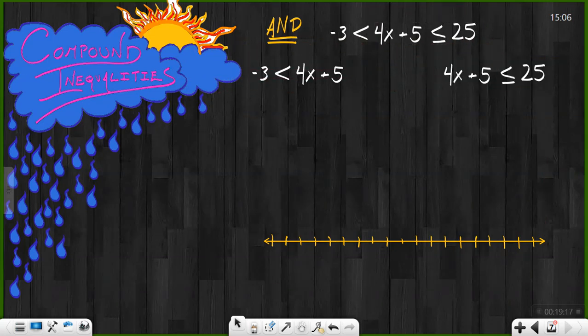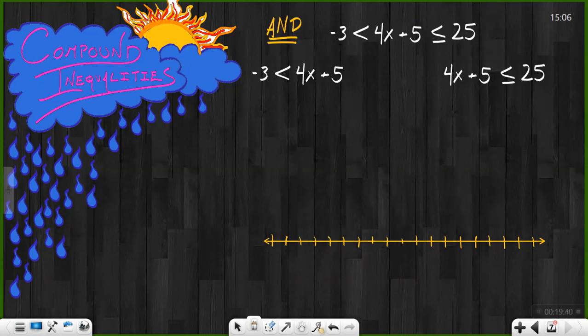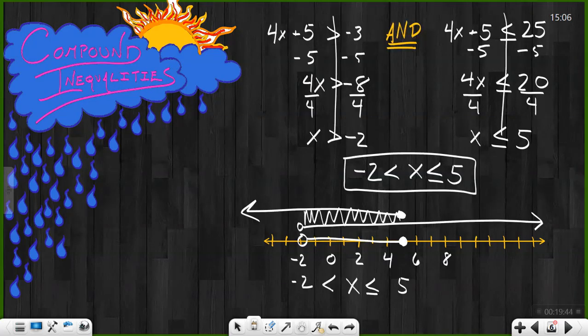And I can rewrite this as 2 separate inequalities where -3 is less than 4x plus 5 and 4x plus 5 is less than or equal to 25. If we do that, that is exactly what we just did. Take a look at our inequalities. 4x plus 5 is greater than -3 and 4x plus 5 is less than or equal to 25. Now, this one was just switched, but that's okay. All right, so let's go back.